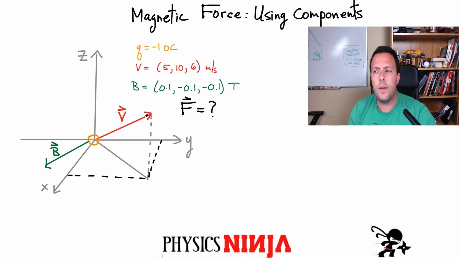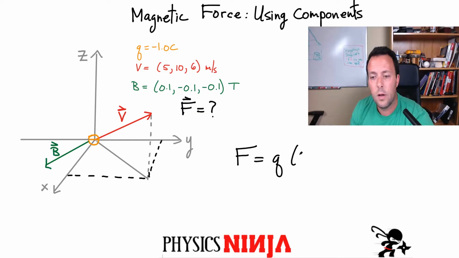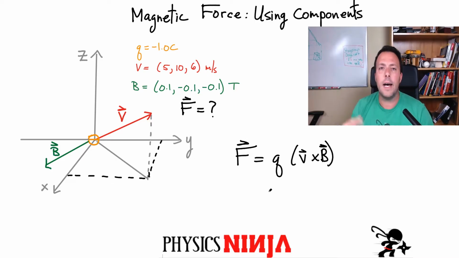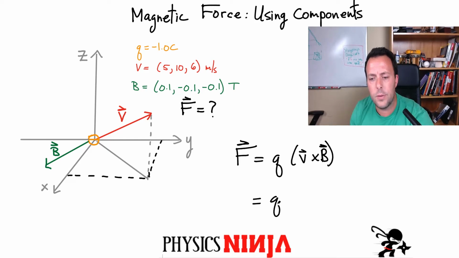What we're going to do now is figure out how we're going to evaluate this cross product here, which again is Q V cross B. That is the definition of my magnetic force. And again, I want to figure out how to evaluate this cross product using these vector components. It's a little bit hard in this case to actually do this.